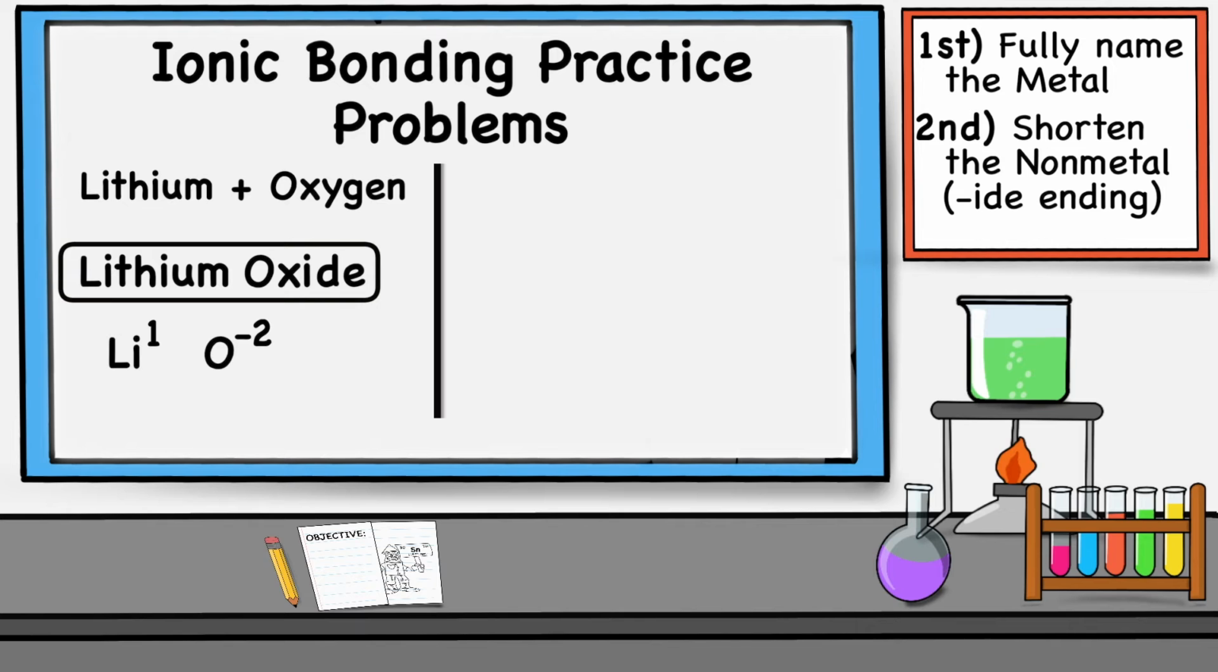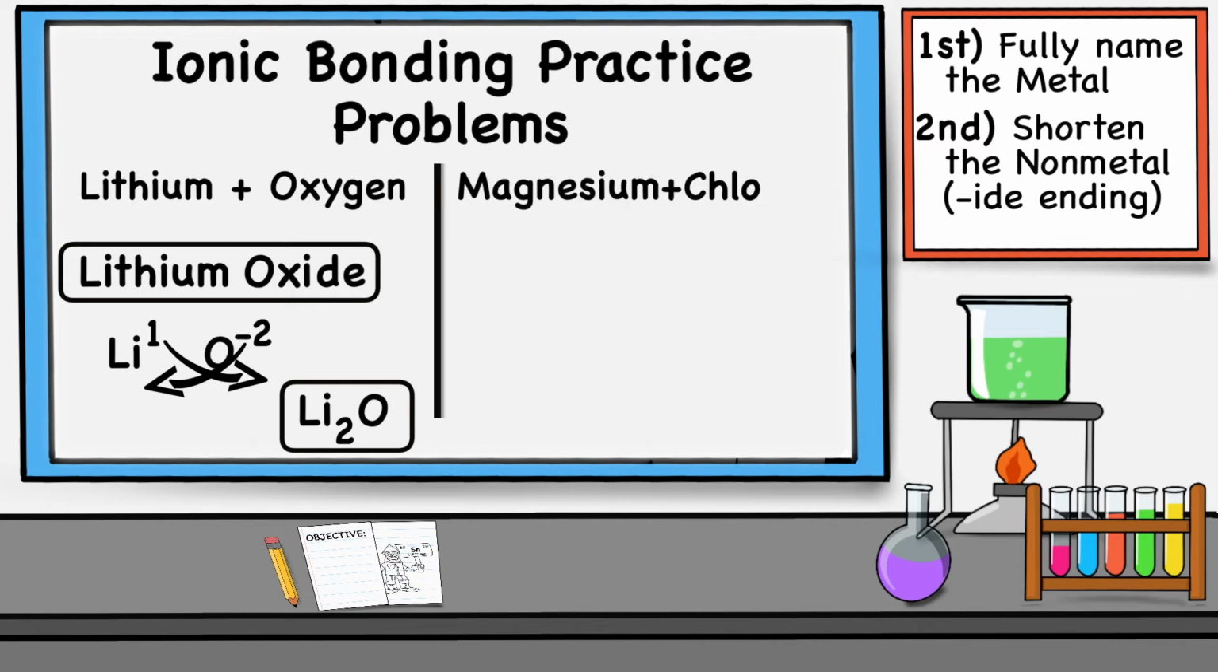Because of our crossing rule, we can then cross them down, and we get that 2, we can forget the signs, that 2 goes down by the lithium, so we got Li2, and the 1 from the lithium goes down to oxygen, and because it's 1, we don't have to write anything, so it's Li2O. So that's going to be our formula for it. So lithium oxide is Li2O.